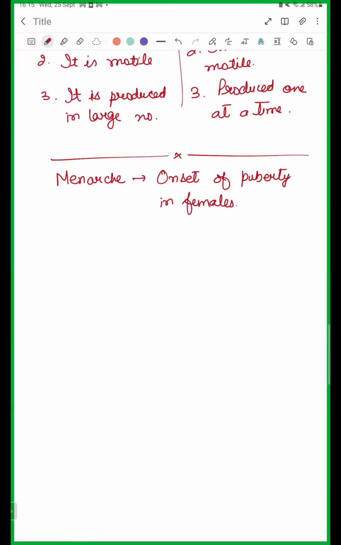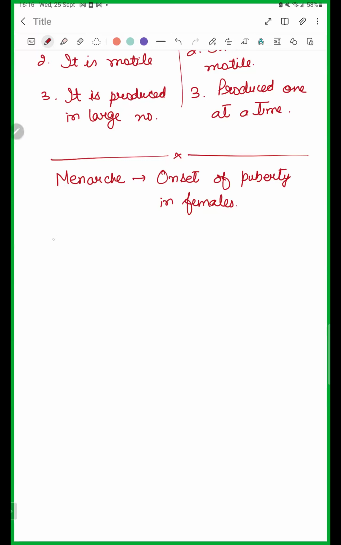Some more changes take place in the girls, for example, shrillness of the voice. Girls' voice becomes shrill, boys' voice becomes heavier. And there is onset of the menstrual cycle. What is the menstrual cycle? Now we'll be studying about that. Before that, we have to study the human male reproductive system and human female reproductive system.